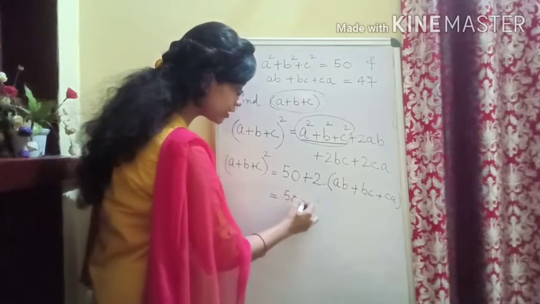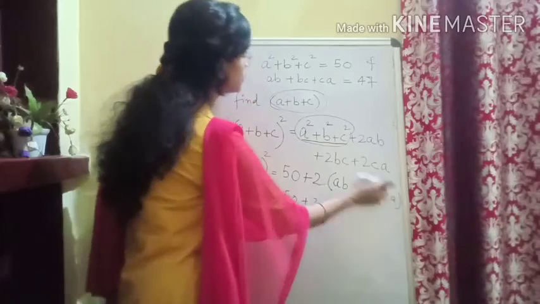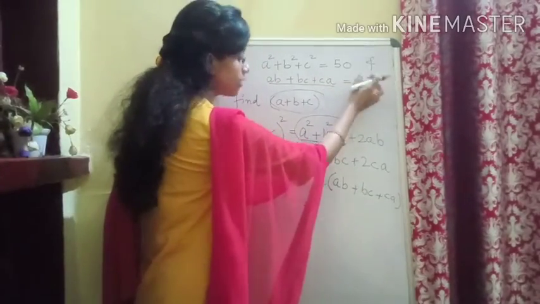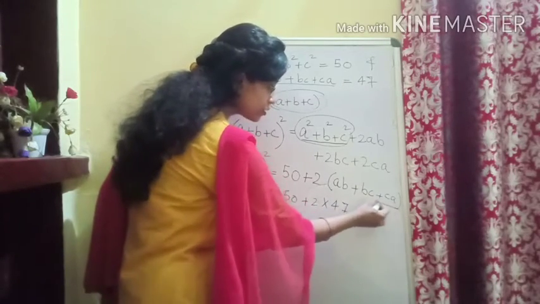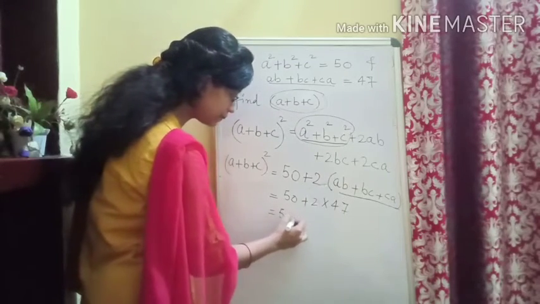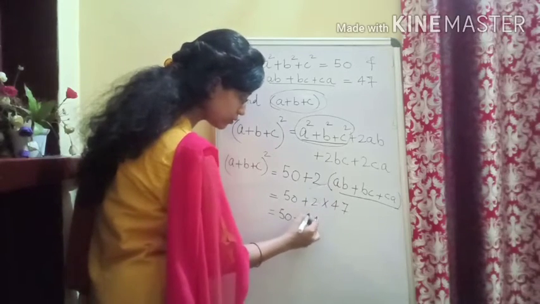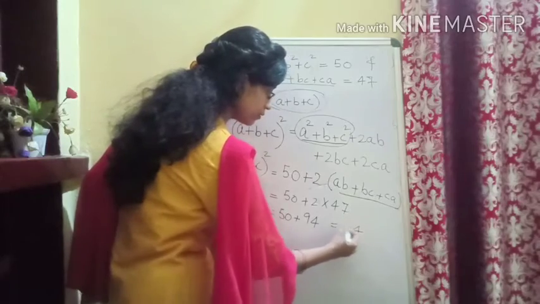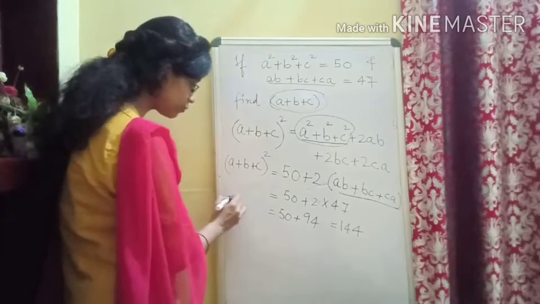Now again 50 plus 2, and this ab plus bc plus ca, again the value of this term is given as 47. So at this place we will put the value 47. So it will be 50 plus 2 into 47, okay, so it will be 94. And when you add it, it will be 144, 50 plus 94.